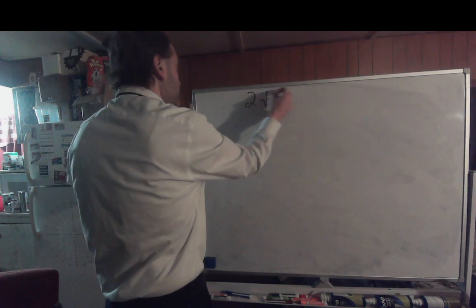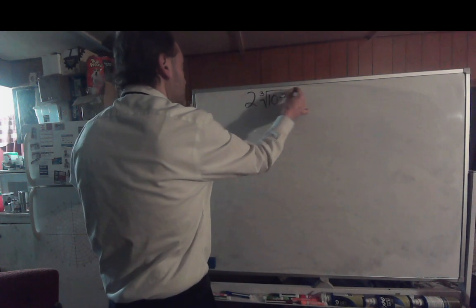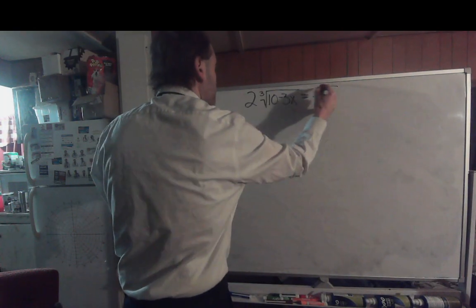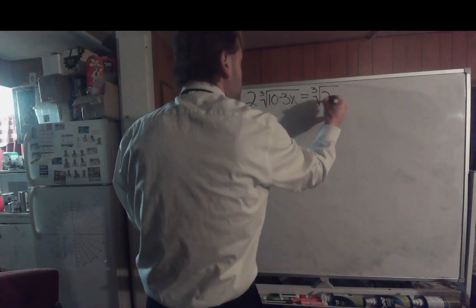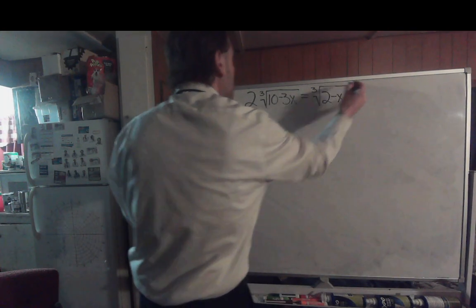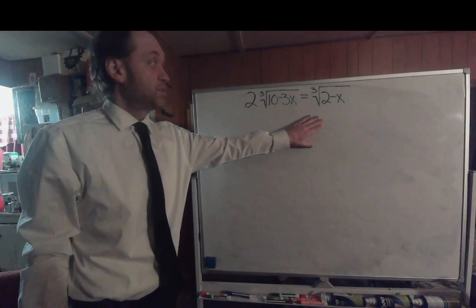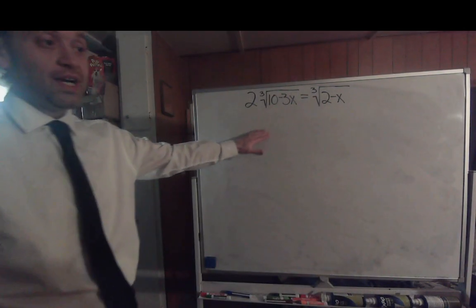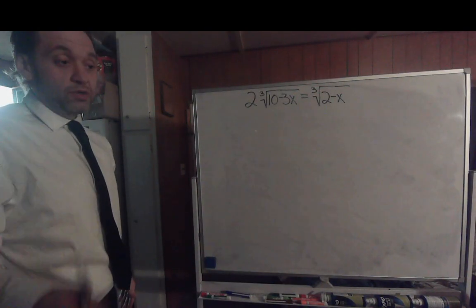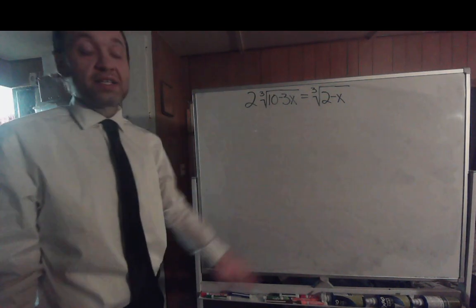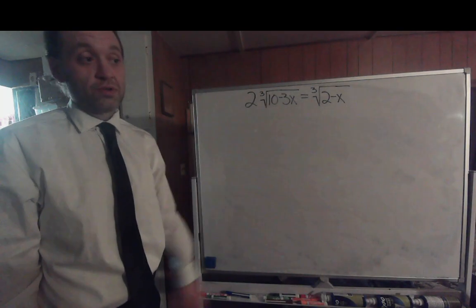Two times the cube root of 10 minus 3x is equal to the cube root of 2 minus x. Alright, so 2 times the cube root of 10 minus 3x equals the cube root of 2 minus x. Well, good news is, since this is an odd power root, x is defined for all real numbers. So we don't have to worry about getting negative numbers under the root in this case.